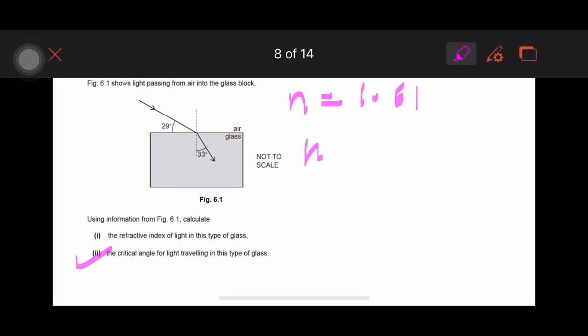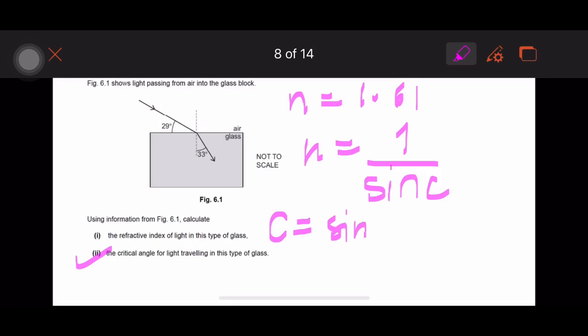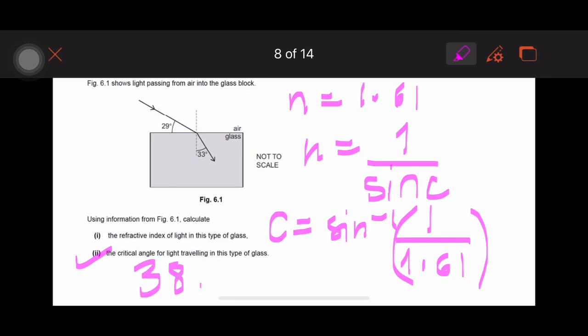So N in this case is equal to 1 divided by sine C. Again, we're going to use the equation C is equal to inverse sine of 1 divided by the refractive index, which is 1.61. So this one you have to divide first before getting the inverse sine. So finally you'll be able to calculate the critical angle as 38.39 degrees.